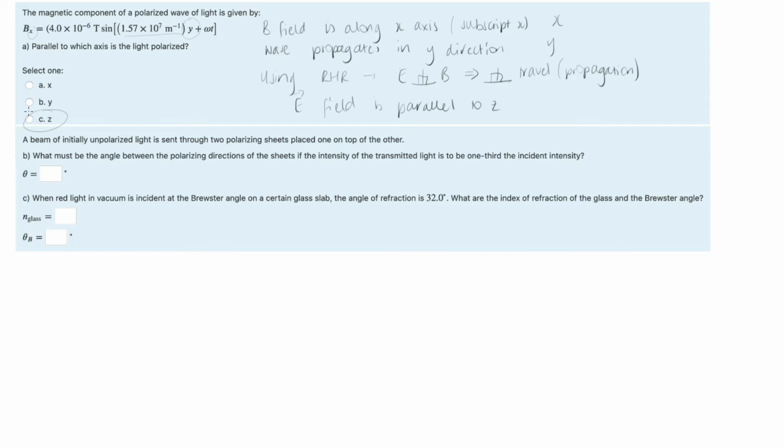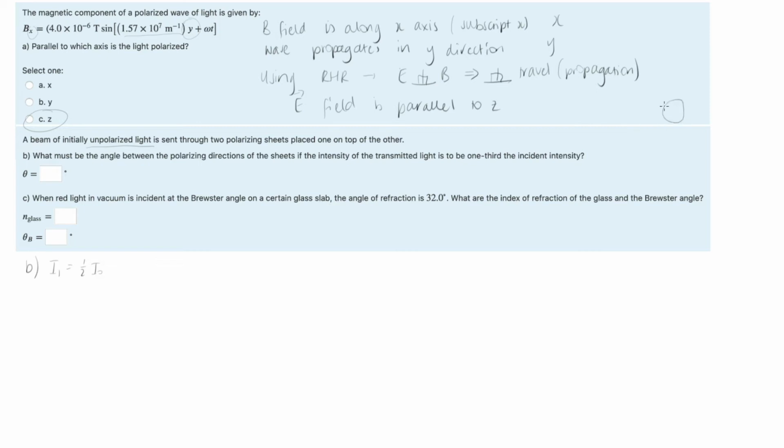A beam of initially unpolarized light is sent through two polarizing sheets. One is placed on top of the other. What must be the angle between the polarizing directions of the sheets if the intensity of the transmitted light is to be 1/3 of the incident intensity? Okay, I'm going to do this down here. So we know that it is initially unpolarized. Therefore, I1 equals 1/2 I0.